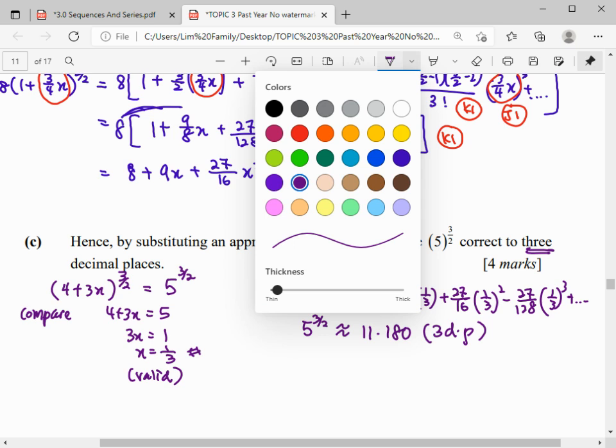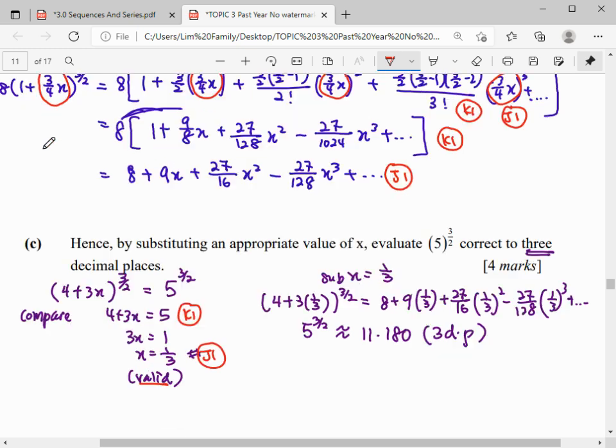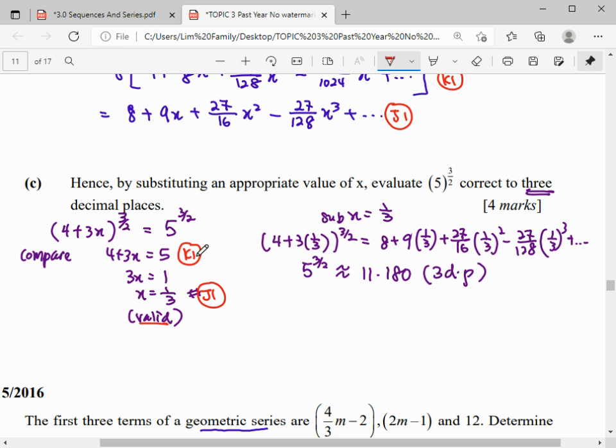Okay, so we're going to see here the concept and important marks. First one: how we compare to get a value of x which is valid. If you find an x which is not valid, then we compare again using another form, maybe this form, maybe this one, the 1 plus 3x form. Try to compare until we get the valid x. Then only we have another concept here, which is substitute. We need to substitute the left hand side and right hand side, yeah? Then only the final answer is approximately 5 power of 3 over 2.